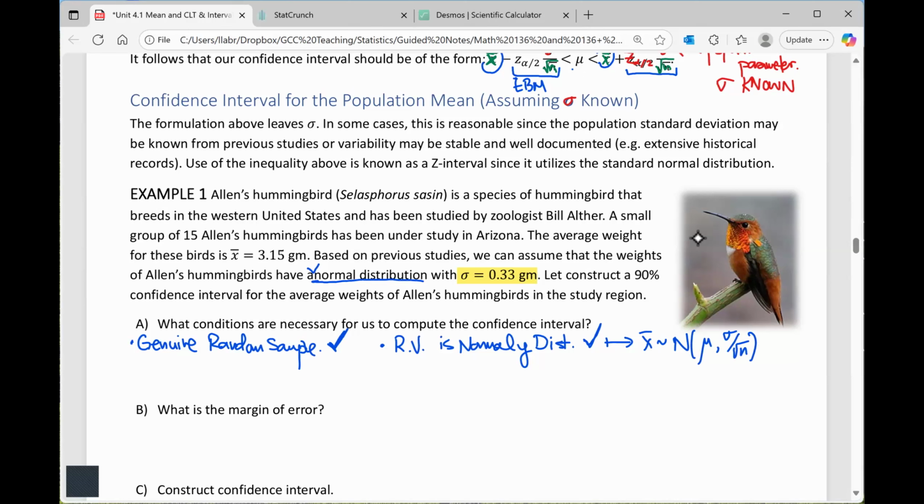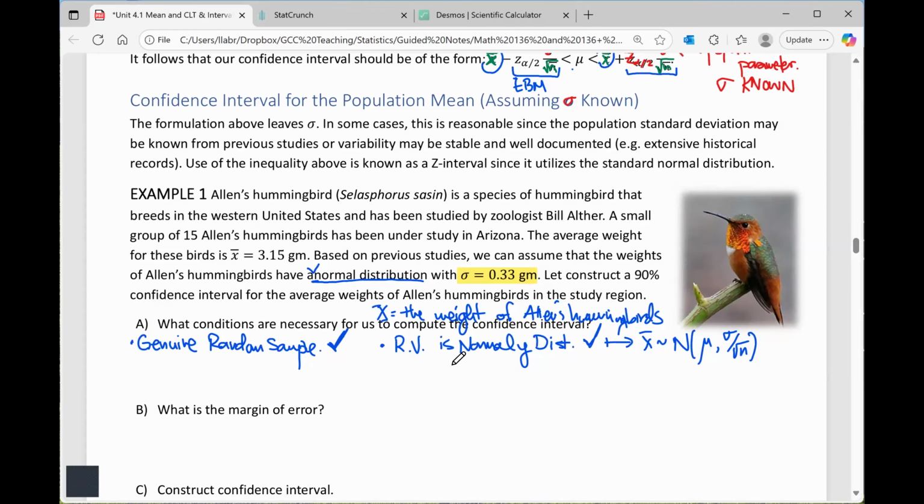All right, I believe that's more or less all that we needed. You also need independence of the hummingbirds, but we'll get into that a little bit later. But these are the two major ones. We want to make sure you have a genuine random sample and your random variable, which in this case is the weights of hummingbirds. So the weight of the hummingbirds is known to be normally distributed.